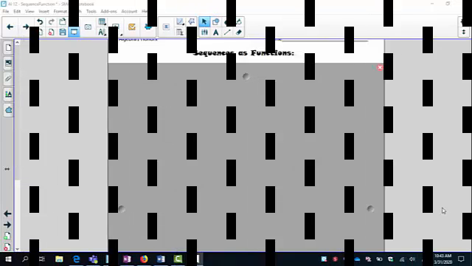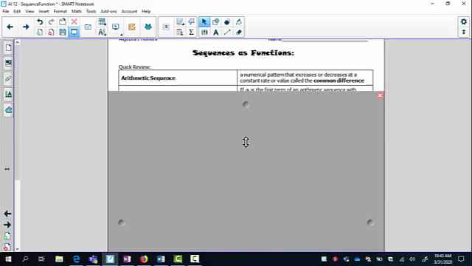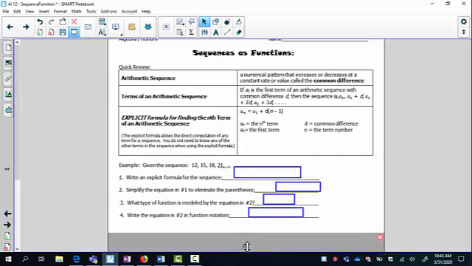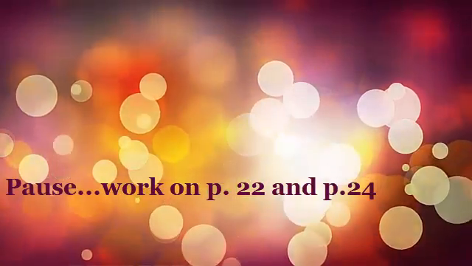Let's take a look at sequences as functions. So the first thing I'd like you to do is on page 22 and on page 24, this is your notes packet, I would like you to read and complete numbers 1 through 4 on both of those pages. Since you've had an opportunity to review sequences a little bit, hopefully you'll be able to breeze right through these. Pause the video here and take a look at page 22, 1 through 4, and page 24, 1 through 4.